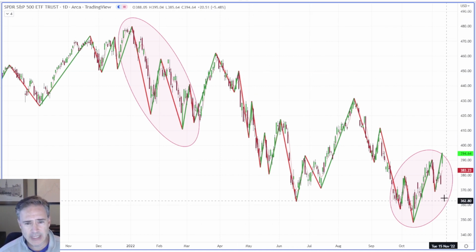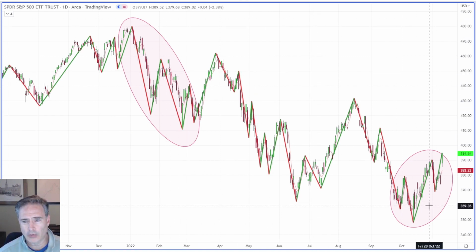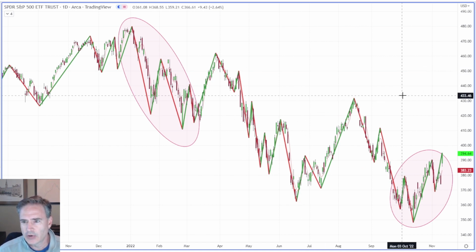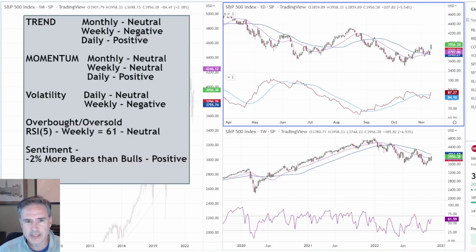Now, that doesn't mean that we're going to go through a long, prolonged period, okay? But there are other reasons why I'm thinking that we could be working our way back up towards this next resistance zone. So that's kind of the start of this. Let's get into the market conditions, though.